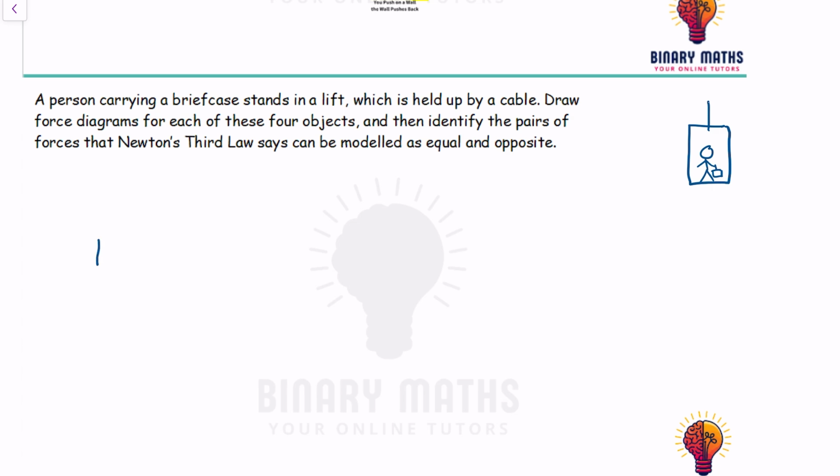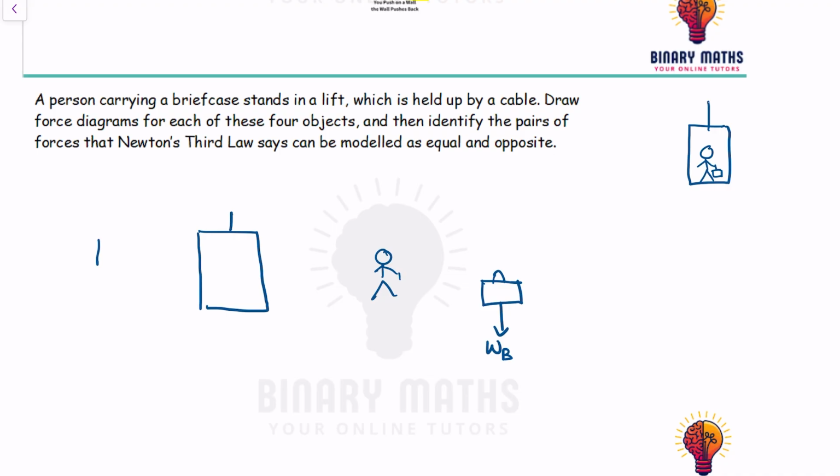So first we have the cable, then we have the lift, then we have the person holding the briefcase. I should draw it as held, because the person is holding it, it's not held by a spring. Let's just draw a briefcase like this. Okay, so let's go through what each one feels. The briefcase feels the weight of the briefcase, weight of B.